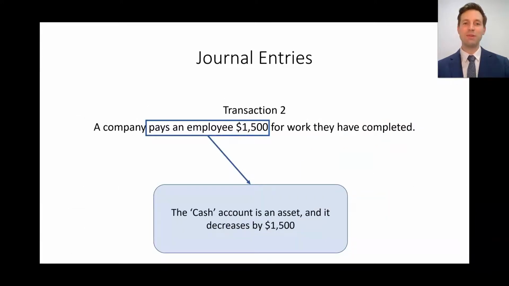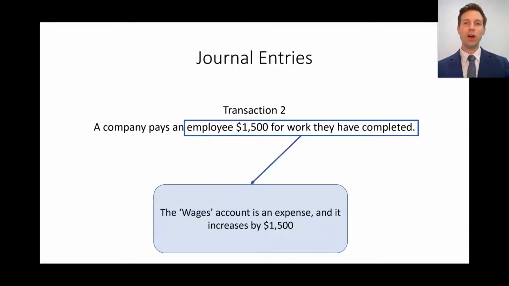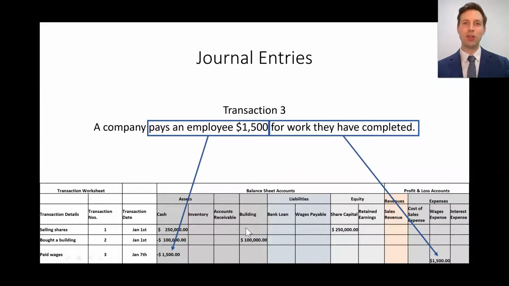Next, the business pays an employee $1,500 for work they have completed. We've paid the employee, so our cash account, which is an asset, decreases by $1,500. And we're going to record a wages expense. So on our profit and loss statement, the wages expense will also increase by $1,500. This will be displayed on our worksheet. Assets of cash decreases by $1,500, and over here on the profit and loss statement, we'll have a wages expense of $1,500.